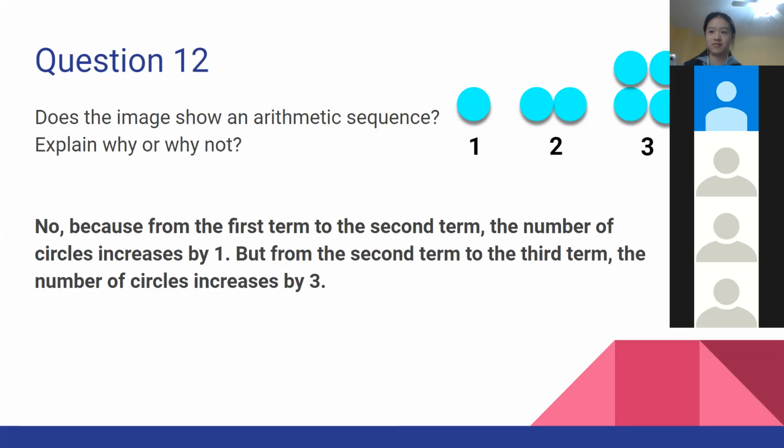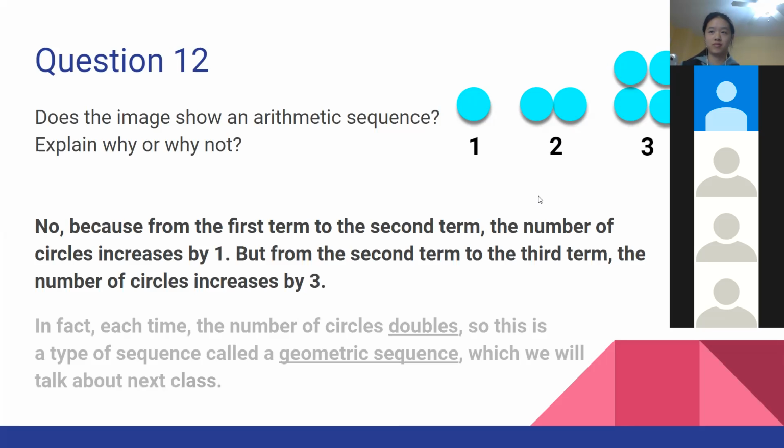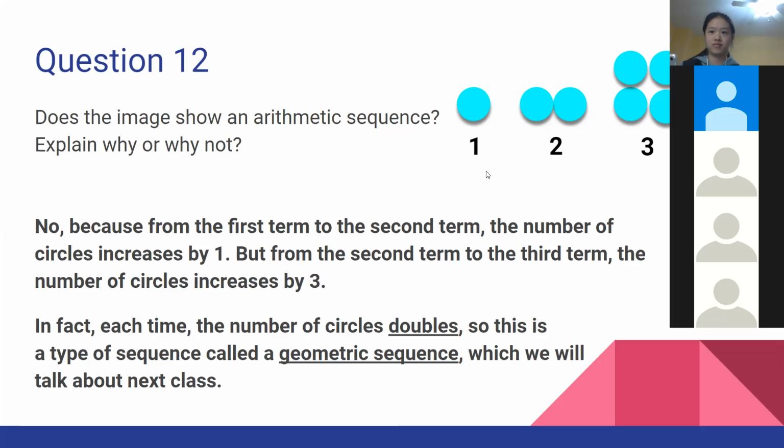I think we're going to explain that next class. A geometric sequence is different from an arithmetic sequence. In an arithmetic sequence, we only add stuff, but in a geometric sequence, every term gets multiplied by the same constant. So you were really close, but it's wrong because in an arithmetic sequence we're adding stuff. From the first to second term we're adding 1, second to third we're adding 3, third to fourth we're adding 4.